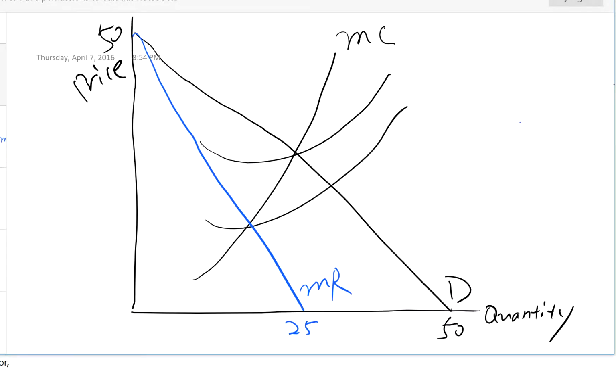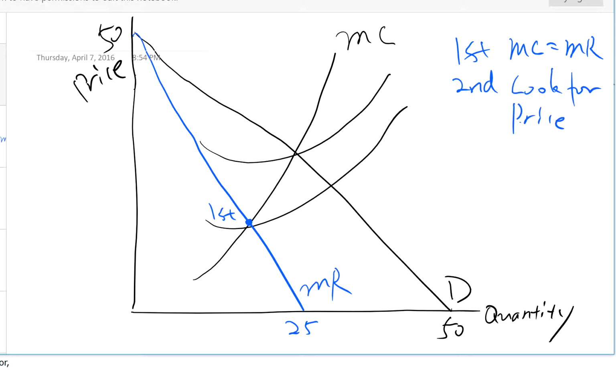Now, next, we're looking for the profit or loss for the company. You need to follow the first couple of steps. The first step is to look for where the marginal cost equals marginal revenue. So on this graph over here, this marginal cost curve right here, and then the marginal revenue curve we just drew. This intersection is the first point we're looking for. Now, second, we're going to look for our price. Price is from the demand curve. So from this point, go up to our demand curve. Here, this is where the price is.